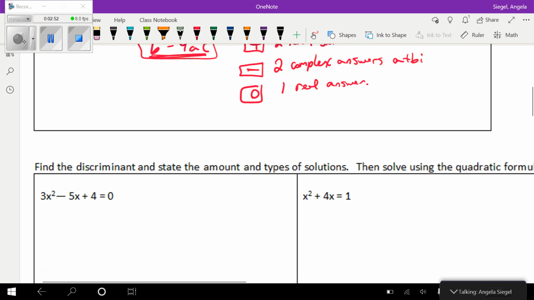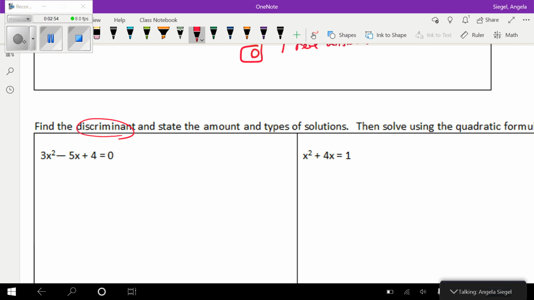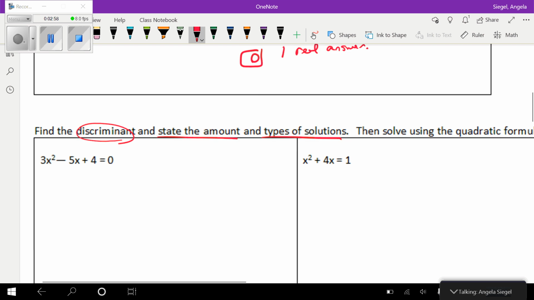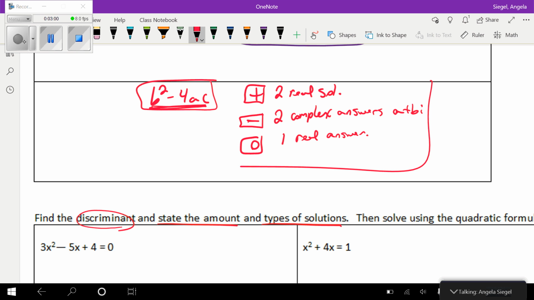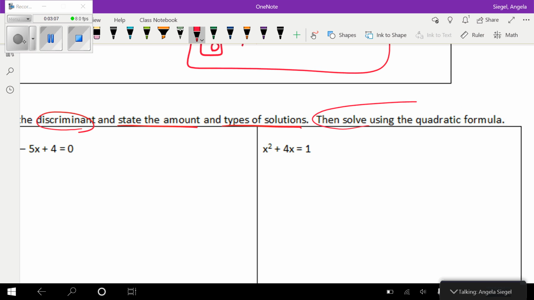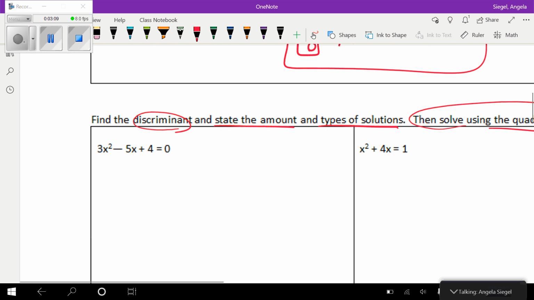We're going to start off just by finding the discriminant. And it says state the amount and types of solutions. So what it's talking about is this, like two real, two complex, one real. So that's what it's asking. And then it says, then solve using the quadratic formula. Okay, so the discriminant is negative.